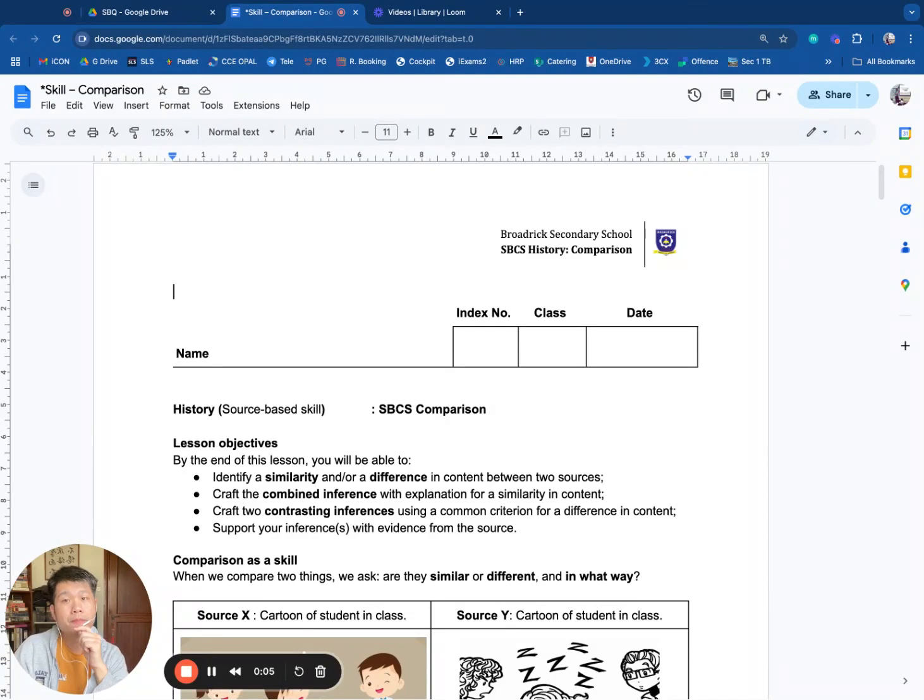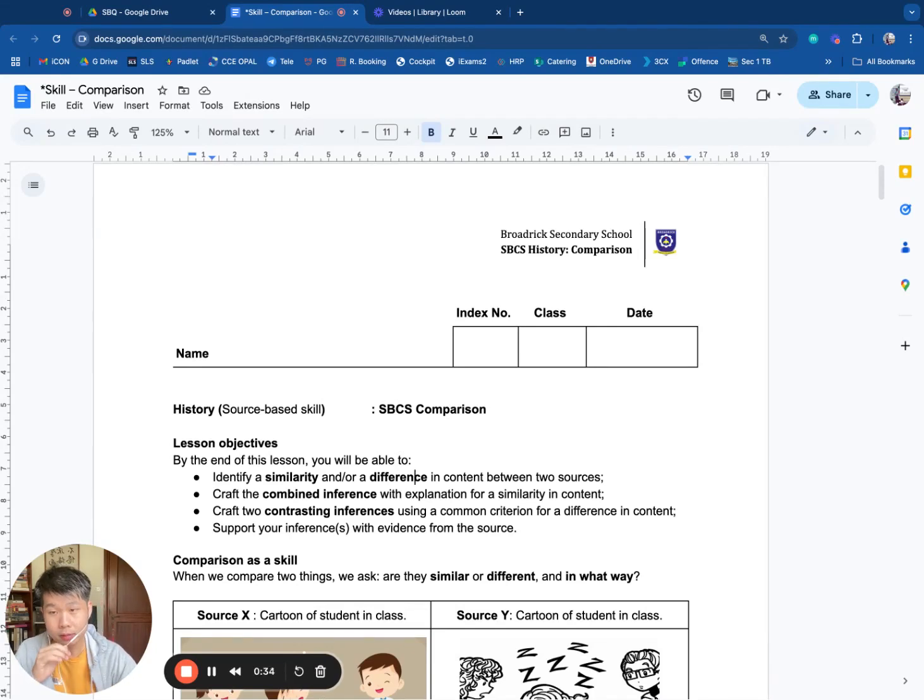This is Mr. Seow, and today I want to talk to you about a new source-based skill called comparison. Before I begin, please make sure to have this worksheet with you, this set of notes on comparison. And if at any point you need to stop, slow down, or replay parts of the video to understand what I'm saying, please feel free to do so. You should also have your writing materials and some foolscap paper.